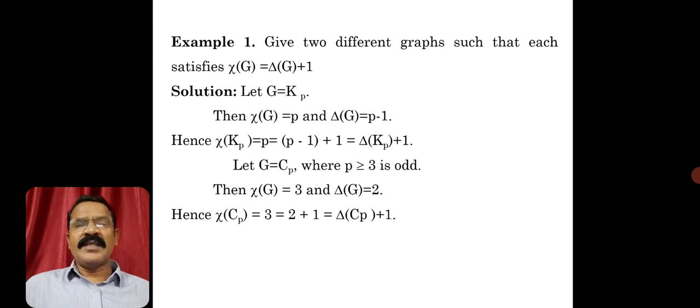Again, maximum degree and minimum degree are one and the same. It is 2. So the chromatic number of Cp is 3, which you can write as 2 plus 1. But 2 is the maximum degree of the cycle Cp. So these are the two examples which satisfy the condition that the chromatic number of G is equal to delta G plus 1, that is the maximum degree of the graph plus 1. The examples are Kp and Cp.